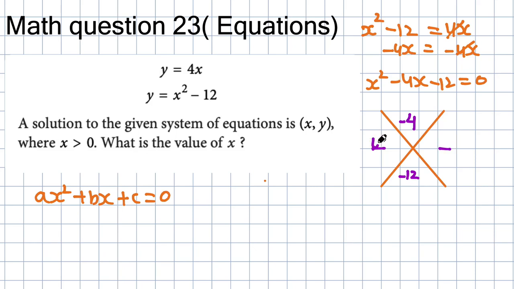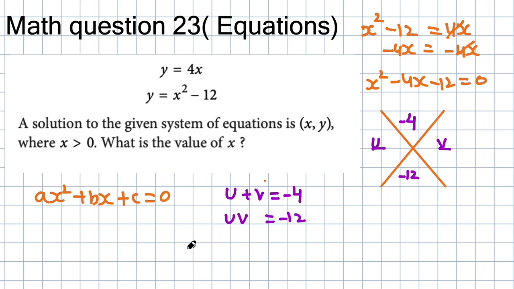Now we need to find these two numbers. Let's say this number is u and this number is v. So we need to find u and v such that if we add them, we get this number, negative 4. And if we multiply them, we get this number, negative 12. This is the first work you have to do in your AC method. Write the numbers here and here. These are the two missing numbers we need to find out, in such a way that when you add them, you get negative 4, and when you multiply them, you get minus 12.